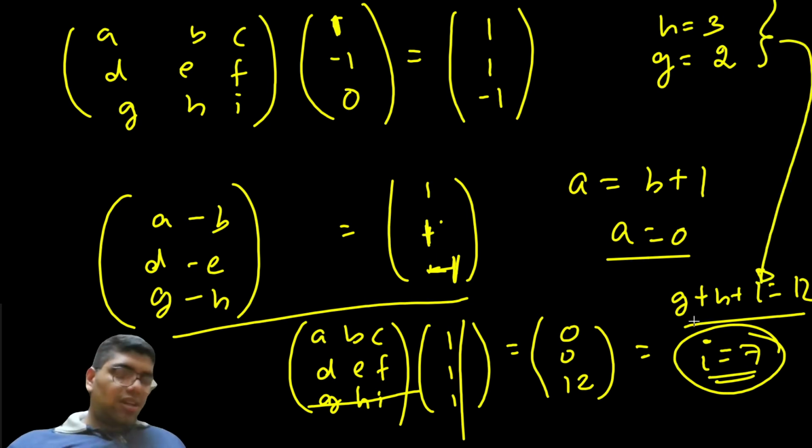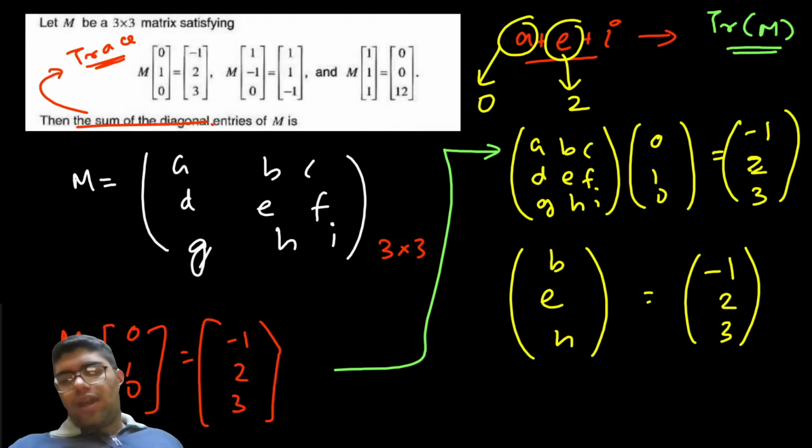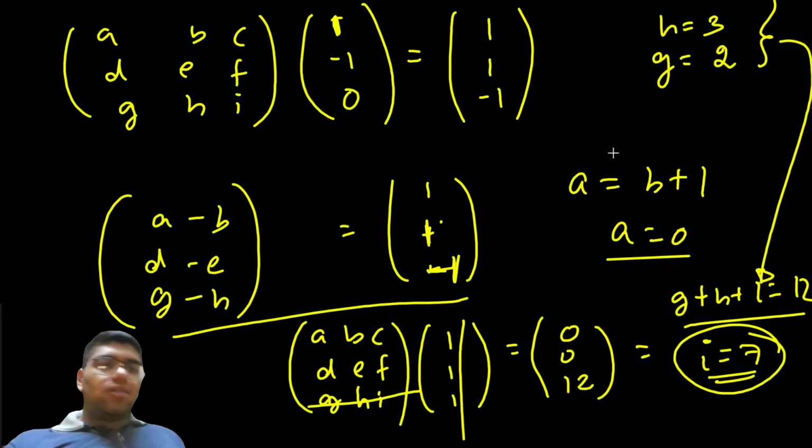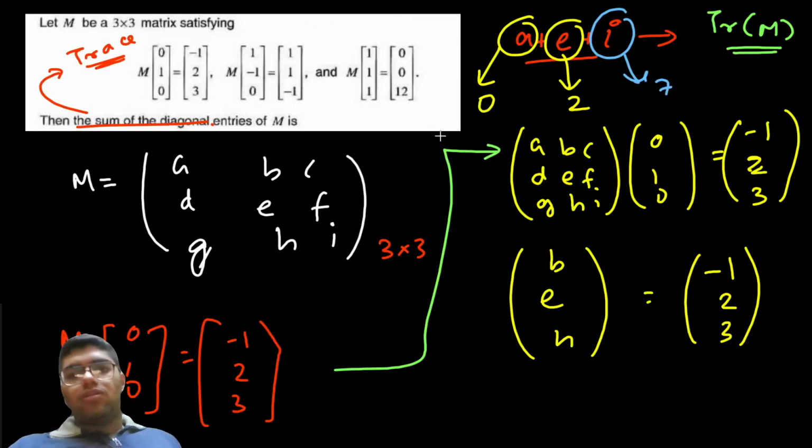See, I'm not explaining these things, they are very trivial, and I think the students who are appearing for Advanced will be actually able to solve this problem. This is not a very difficult problem, but for the sake of completion we have to solve this problem. So this is 7 plus 2, and yes, 9 is the correct answer.